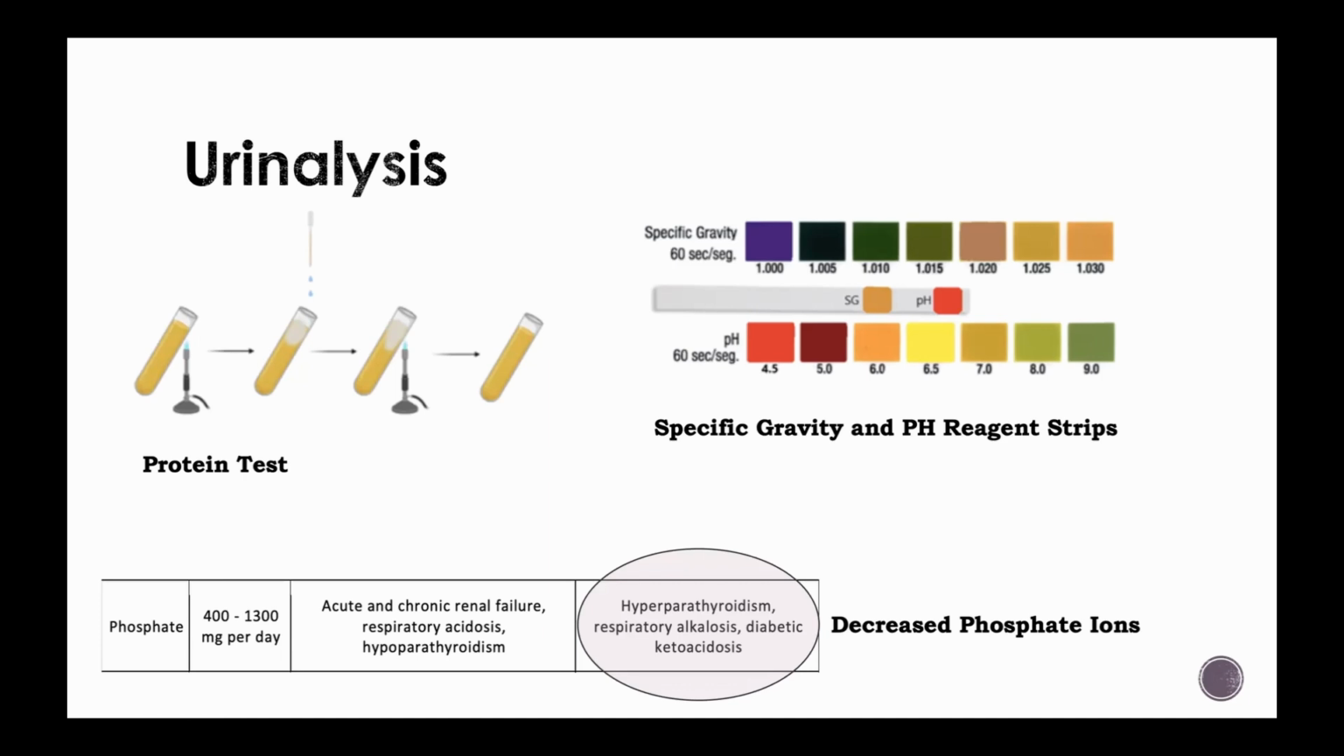Next, we see an electrolyte panel that was conducted. The phosphate ions were measured in decreased numbers. This means that the level of this particular electrolyte is way down from what it is supposed to be at. And we can see here that decreased levels of phosphate ions may be part of diabetes.